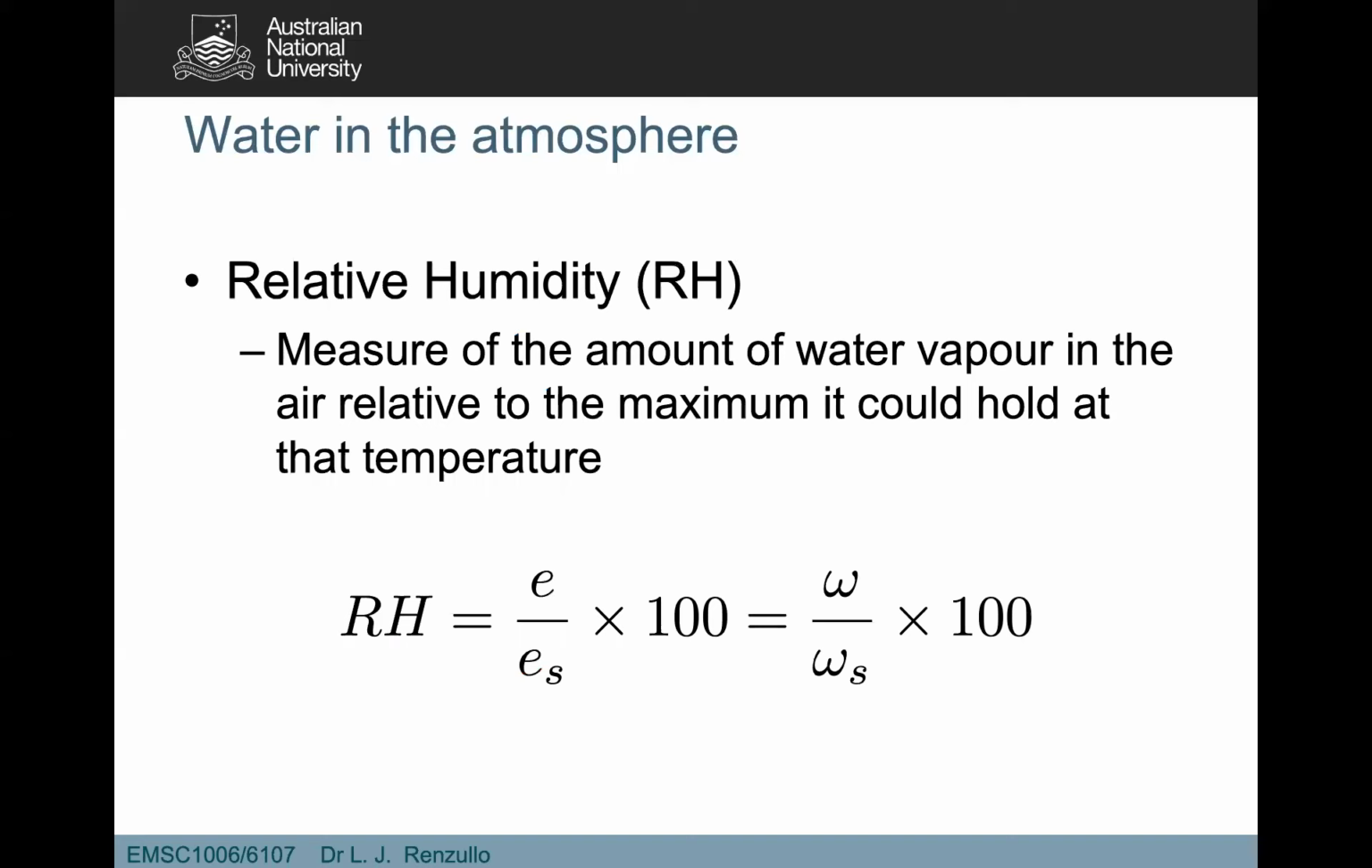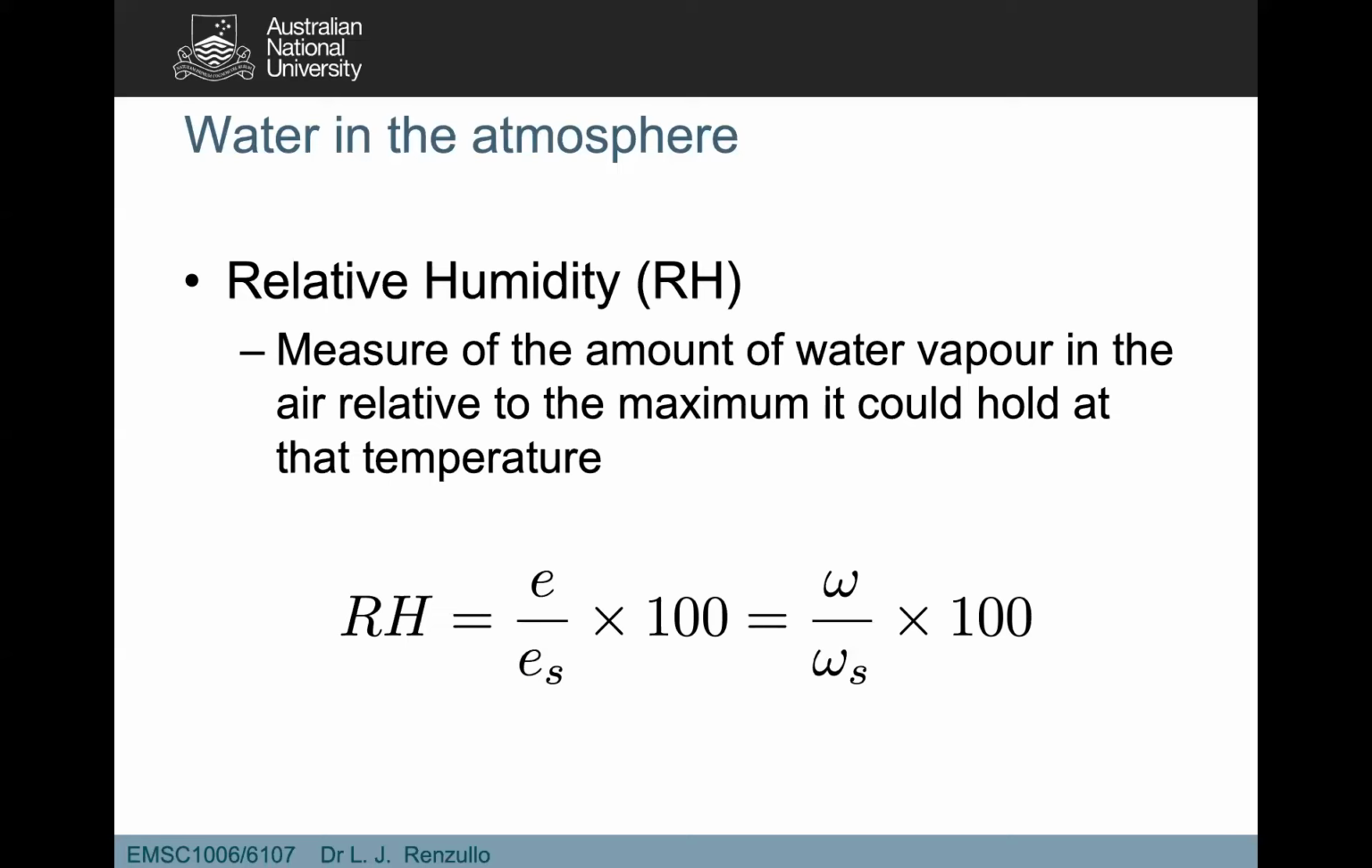So we talk about relative humidity as being a measure of the amount of vapor pressure in the air relative to how much that air could hold. So in terms of what we measure as our vapor pressure at a given air temperature, we compare that to how much could be held by that same volume of air at that temperature. Remember, that's the saturation, the maximum possible amount of water that air can hold at that temperature. And because we express this as a percentage, we multiply the ratio by 100.